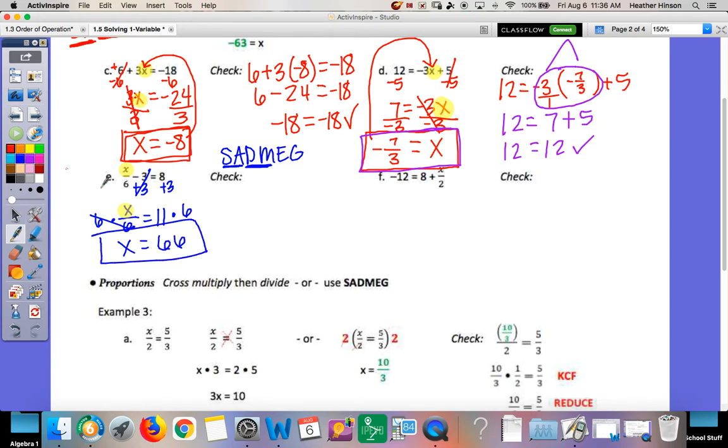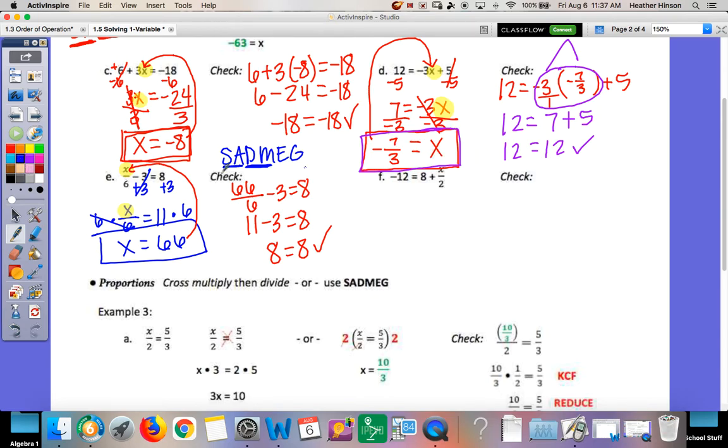And then we can check it. Plug it back into your x. And then order of operations. We got this group right here, which is your division. So 66 divided by 6 is 11. 11 minus 3 is 8. Does 8 equal 8? Yes.